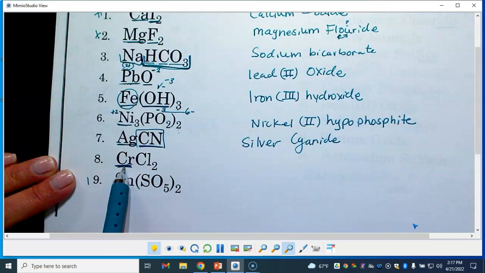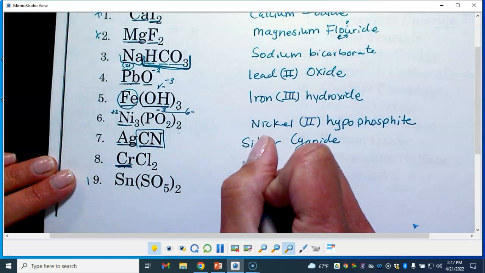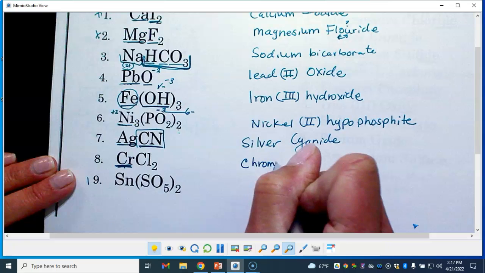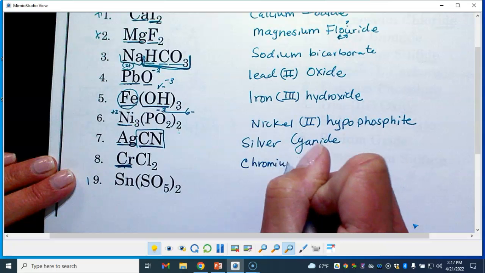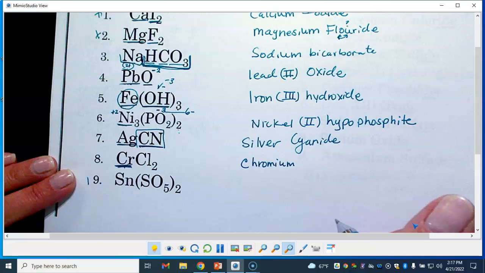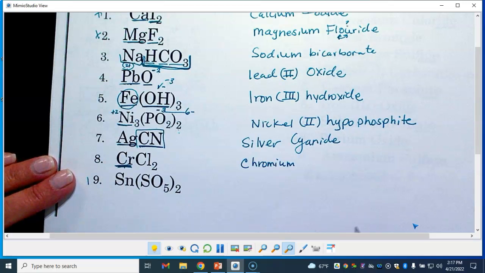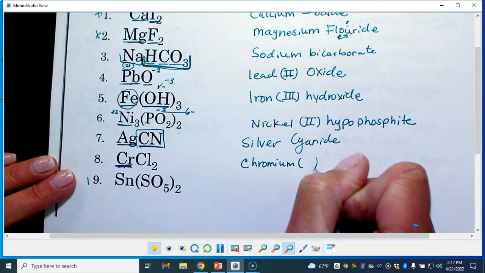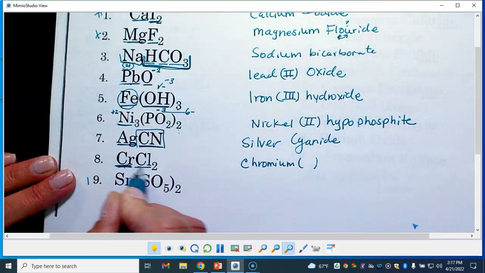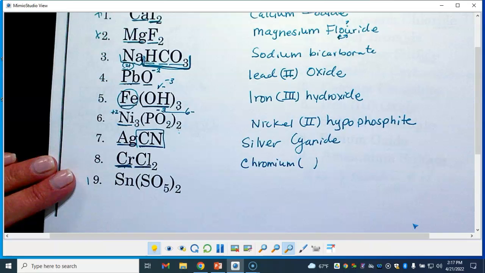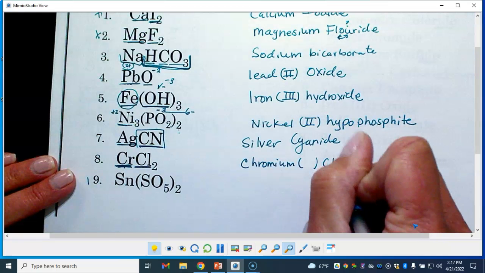What element is Cr? Chromium. I think I spelled that wrong. Does chromium need a Roman numeral, yes or no? It does. Let's move to the second element. We'll come back to the Roman numeral. Cl is chlorine, so we drop the ine and make it chloride.